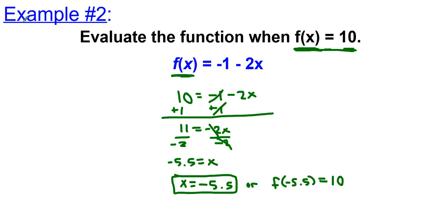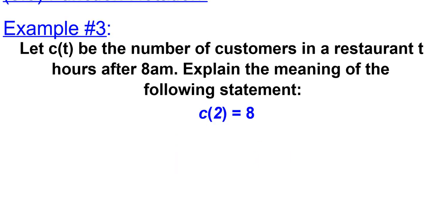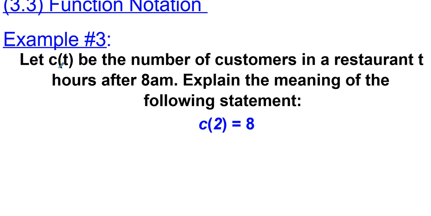All right, number 3: let C of t be the number of customers in a restaurant t hours after 8 a.m. Okay, so this one's a little bit tricky. C of t, so function C is the number of customers. t, I'm going to use a different color for that. Here we go. t is the number of hours after 8 a.m. So we have two things going on here. We have C of t and we have t.